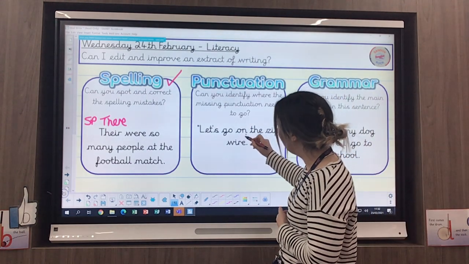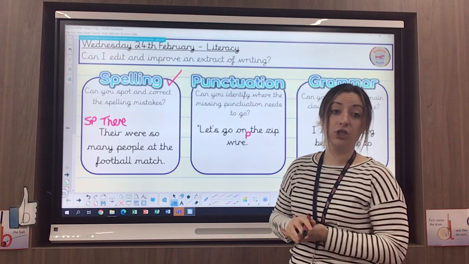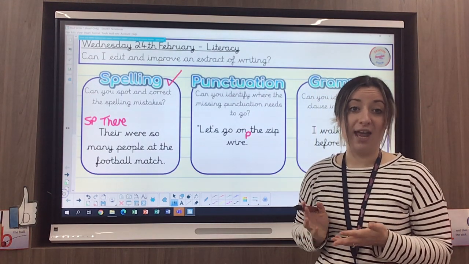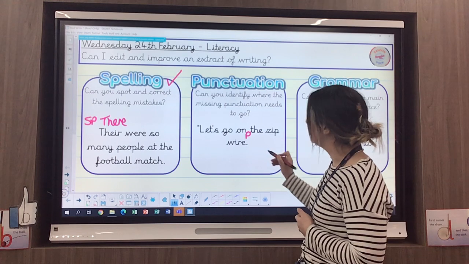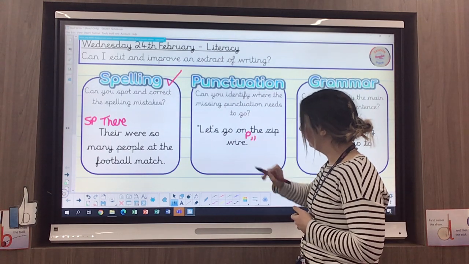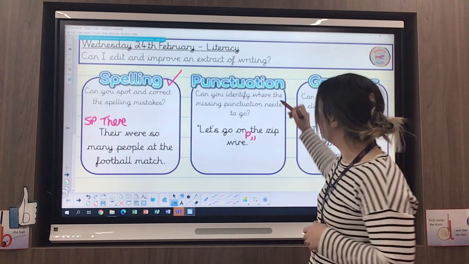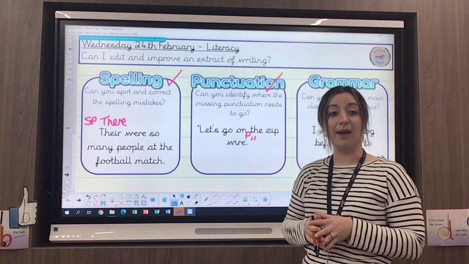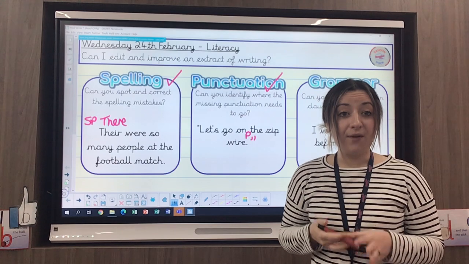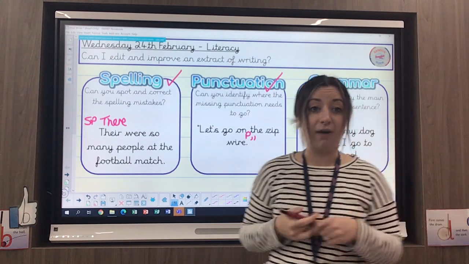So I'm going to put a P just where my inverted commas should be because that's my punctuation error, and I'm going to put my inverted commas in. And now that sentence is correct. Okay, so we can tick off that we've done punctuation. And now we're going to move on to the final part of our starter, which is grammar.